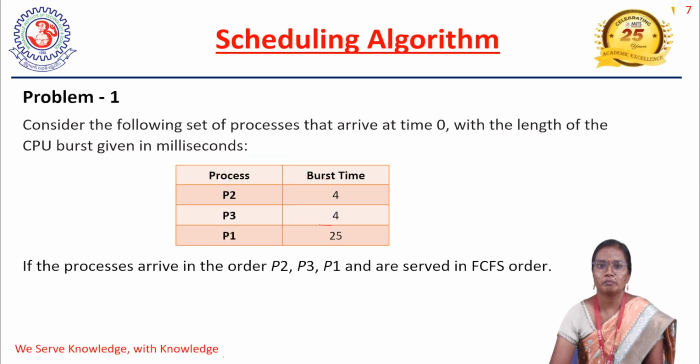Now we will see a problem, then we can understand. For the first problem, we will take three processes. The names of the processes are P1, P2, P3. All three processes arrive at the same time. Let's consider that as zero time. So the processes are placed into the ready queue in the order P2, P3 and P1.